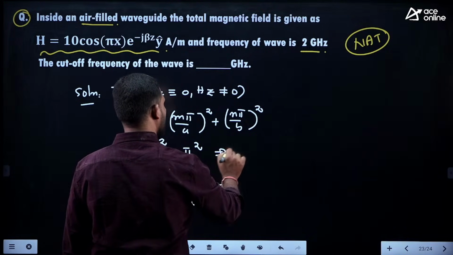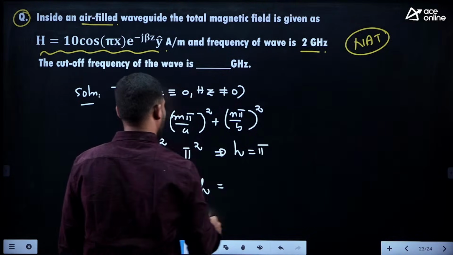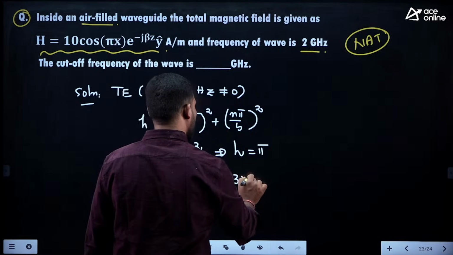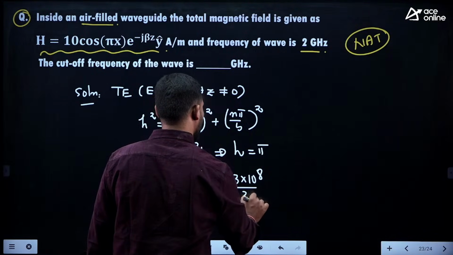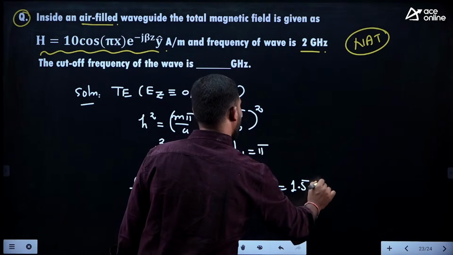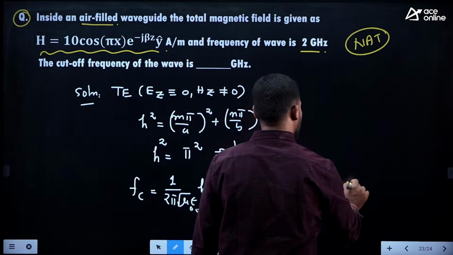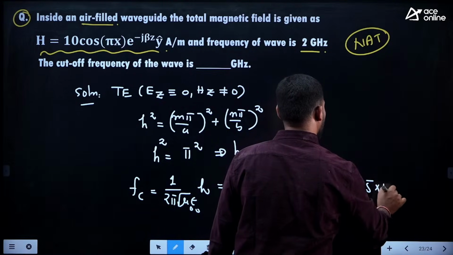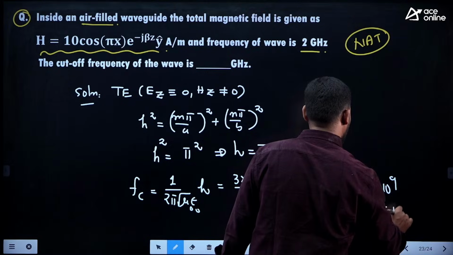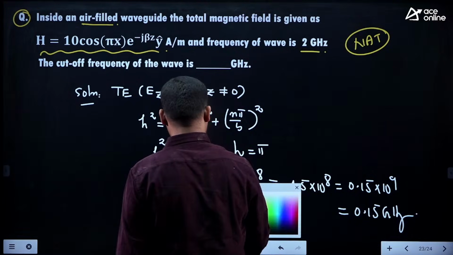Okay, so here H is equal to pi. So you can just substitute here. So it is mu naught epsilon naught, 3 into 10 to the power of 8 divided by 2 pi into pi. So it is 1.5 into 10 to the power of 8. So it is 0.15 into 10 to the power of 9, or 0.15 gigahertz is the answer.